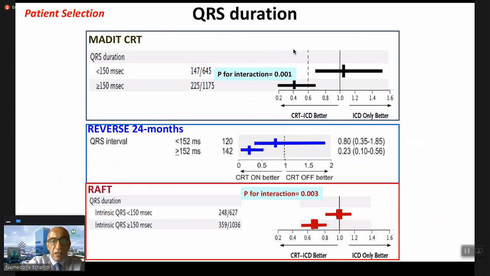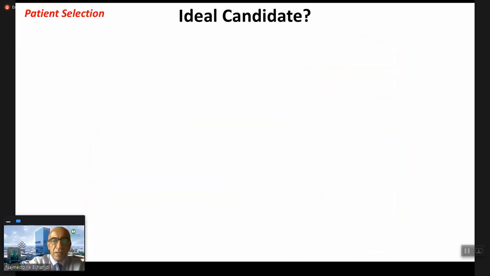Regarding patient selection, if we are implanting patients presenting with a really very wide QRS, we are talking about more than 150 milliseconds, those are the patients who will benefit from CRT. Look, the others, when it is less than 150 milliseconds in the main trials regarding CRT, here it's touching the identity line, so they will not benefit from CRT.